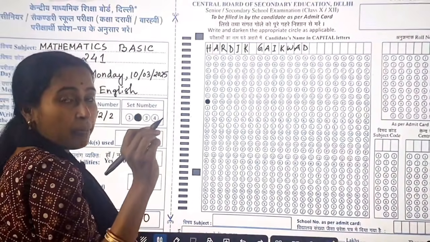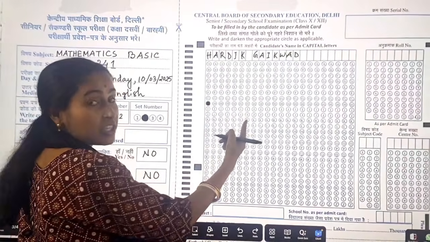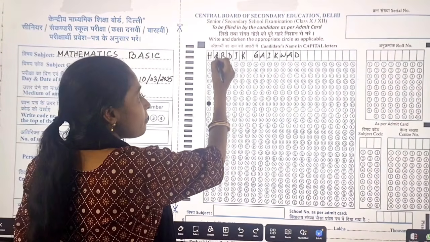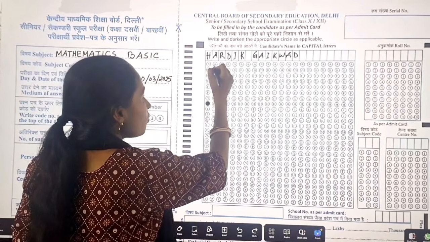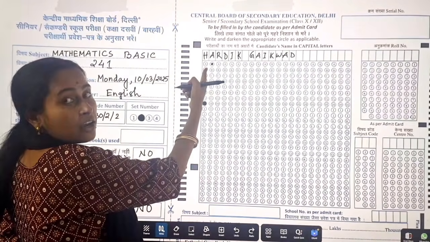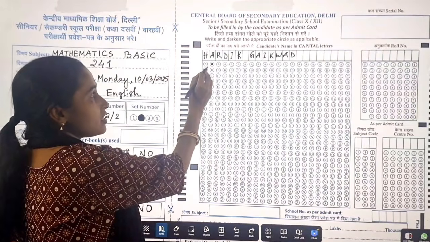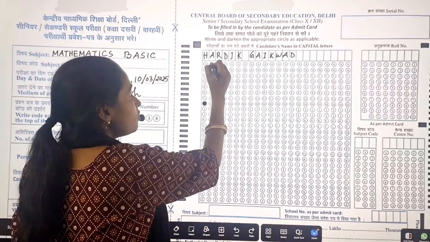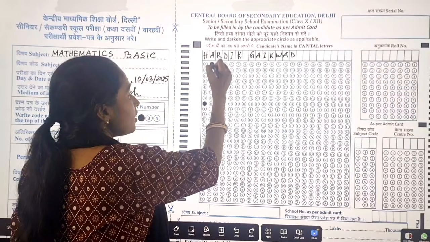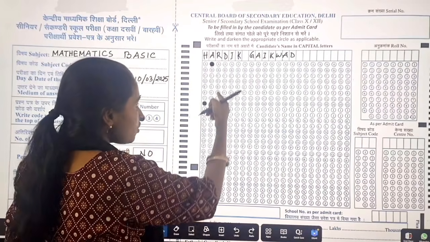Your pen ink should not go outside the circle, and it should not be half. Suppose the next alphabet is A, so here you will color only A. Some will do it like this, but this is not the proper way. See, this is not fully covered, so you have to fully cover it with ink. The next alphabet is R.